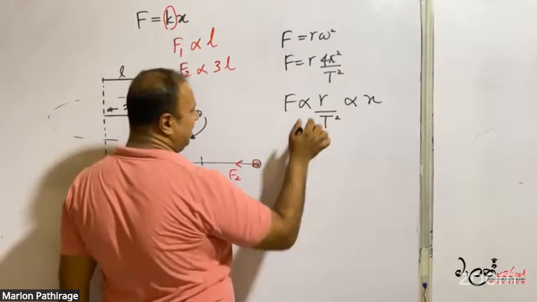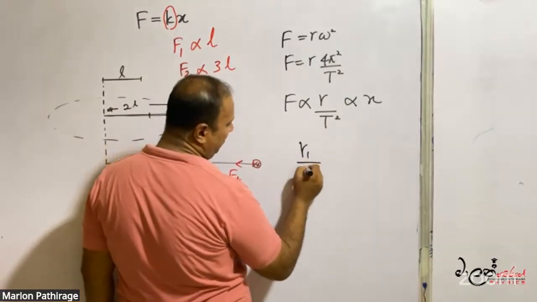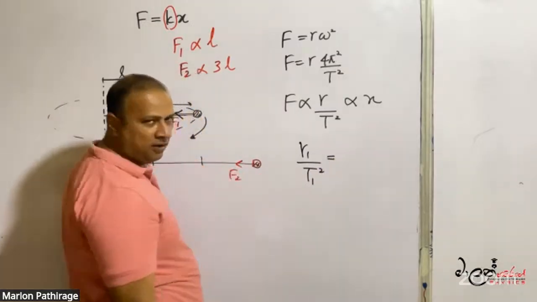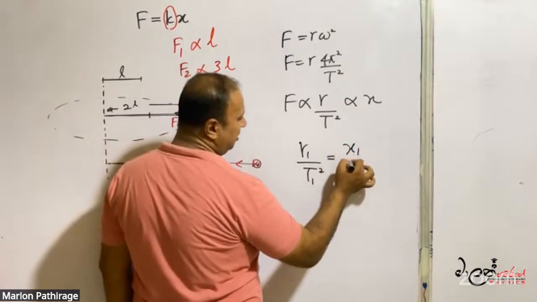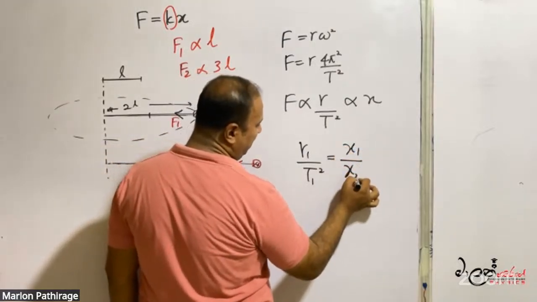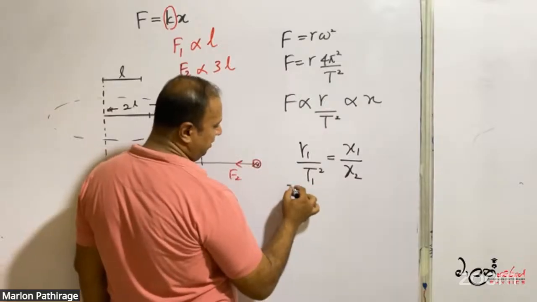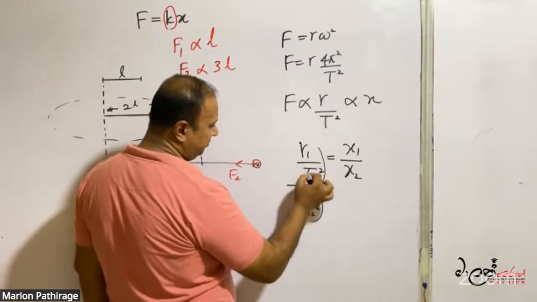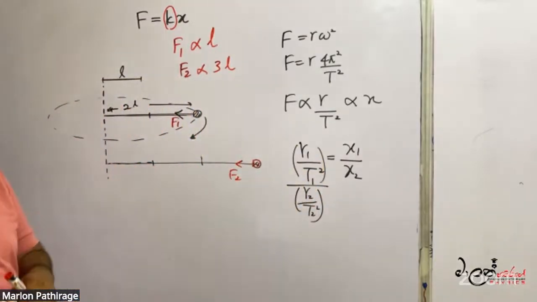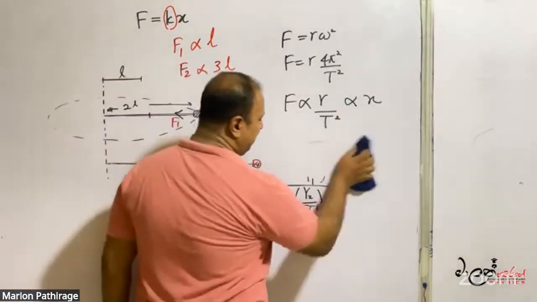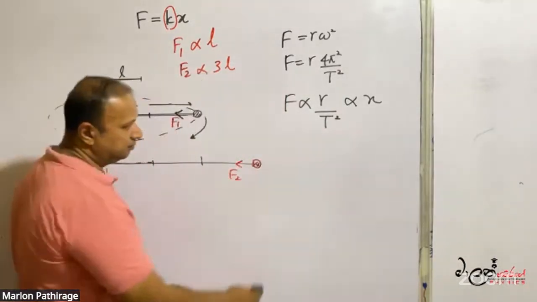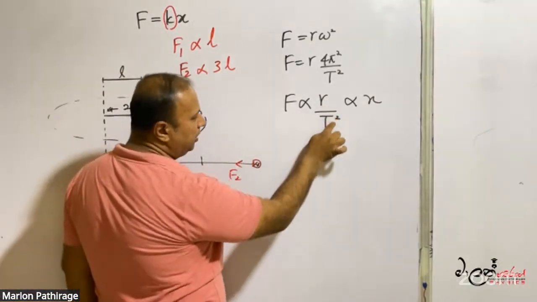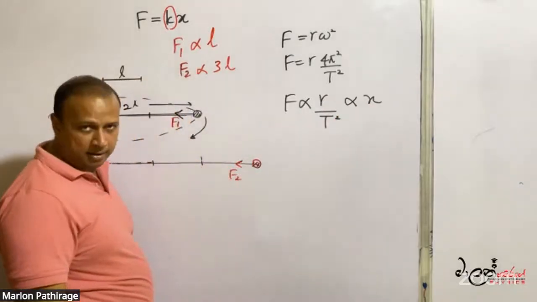Therefore, I can write r1 over T1 squared should be equal to the initial elongation divided by the final elongation, that is r2 over T2 squared. Is that clear? I will explain it again. r over T squared is directly proportional to x.